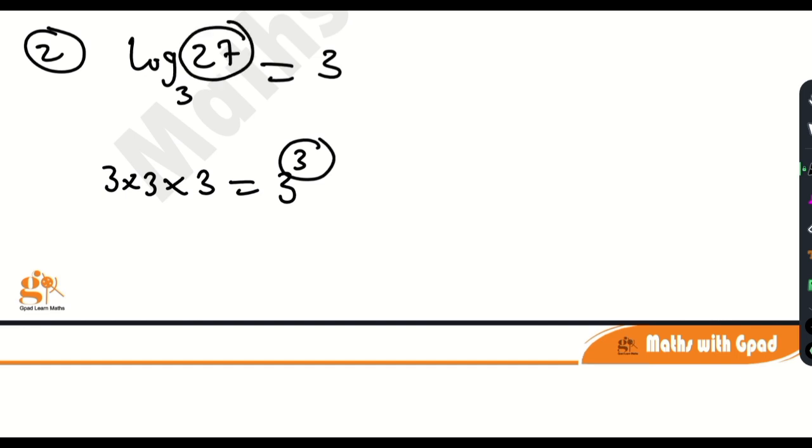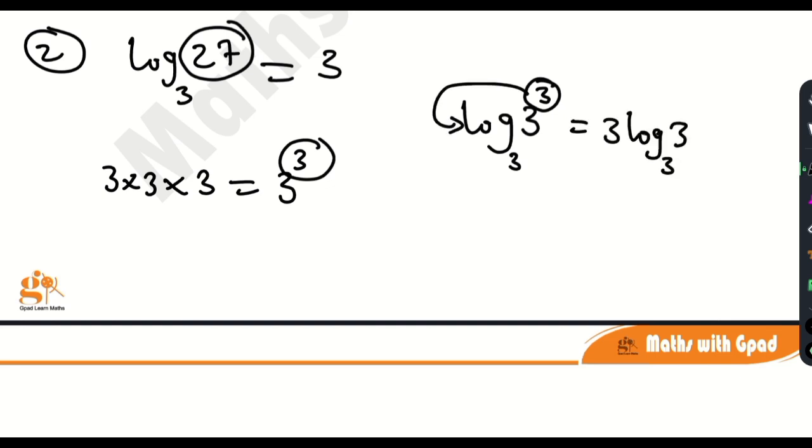You can use the other method where you change 27 to 3 raised to the power of 3, and of course this is set to base 3. If you move this exponent to multiply the logarithm, you're going to have 3 log 3 base 3, and log 3 base 3 is what? 1, because the argument and the base are the same. So you have 3 times 1, which is what? 3, the same thing as what we got here. So you see it's very easy. Let's look at another example.